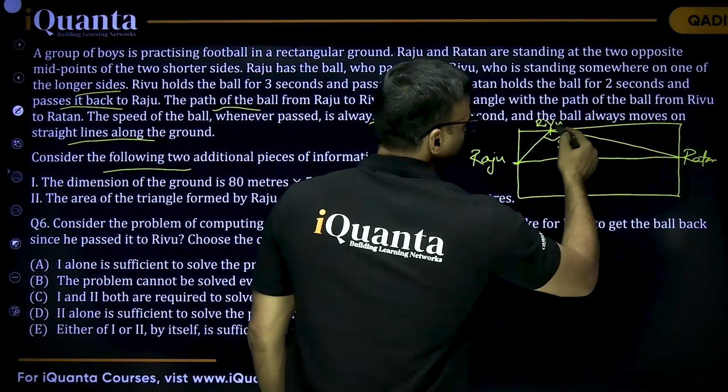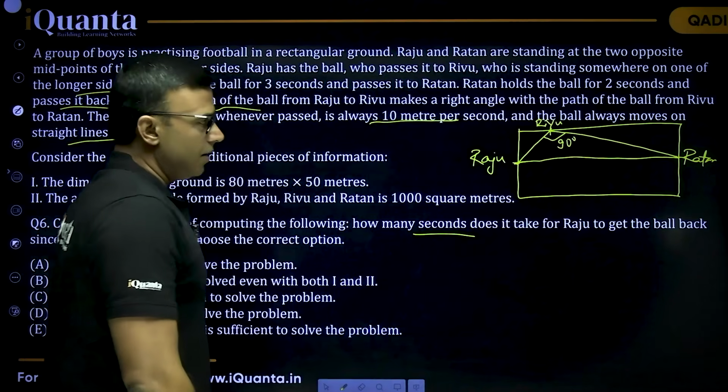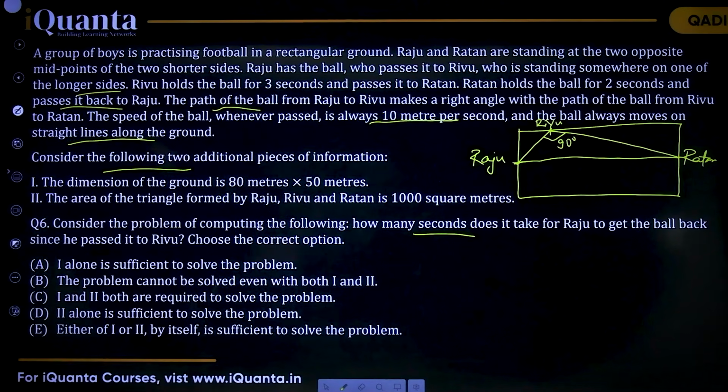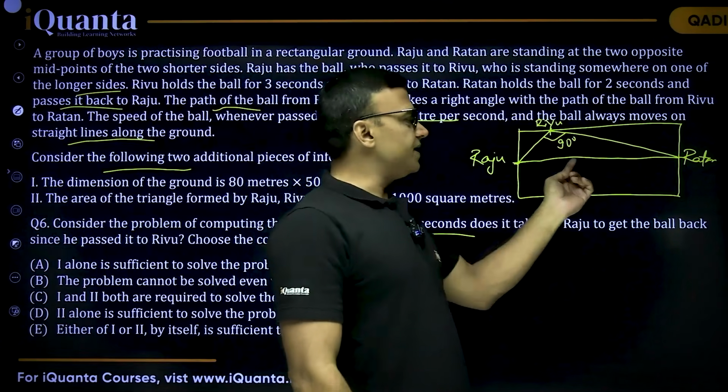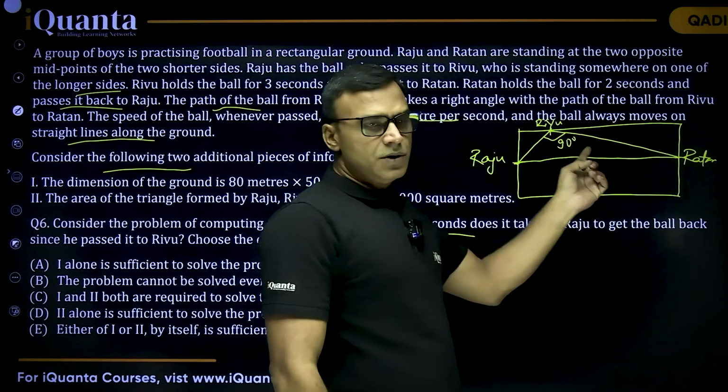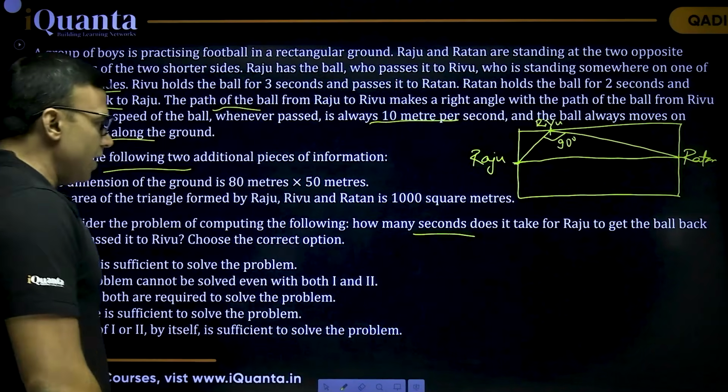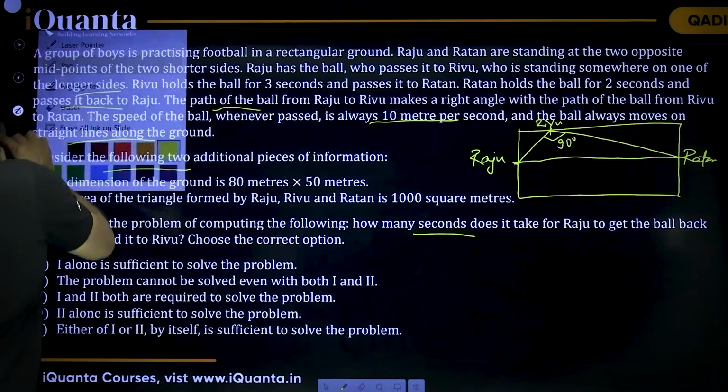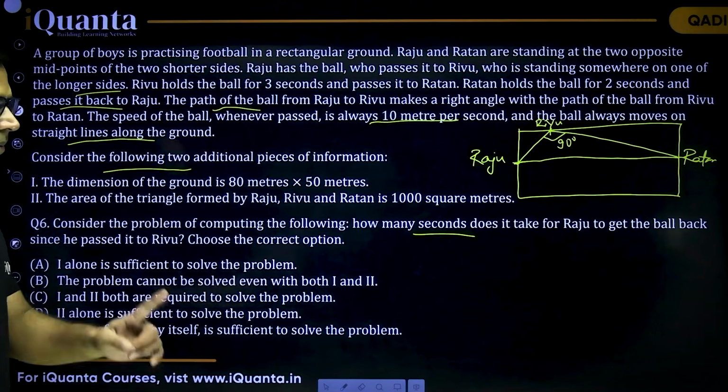This length and this length. That's it. Once we get that, we'll be able to find it, because once we get these two, we can find this one by using Pythagoras theorem. So we'll be able to find everything. Okay. If I use the first statement, let's use the first statement alone. Remember the rule of data sufficiency?